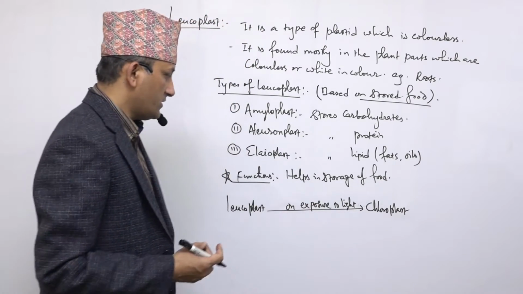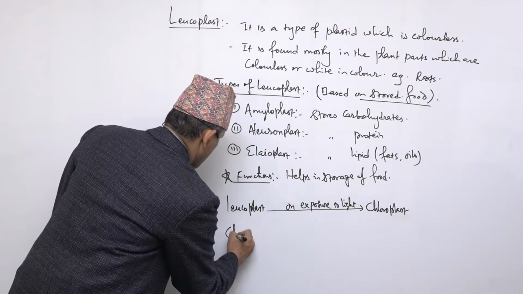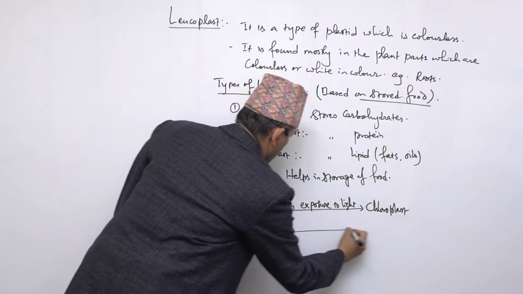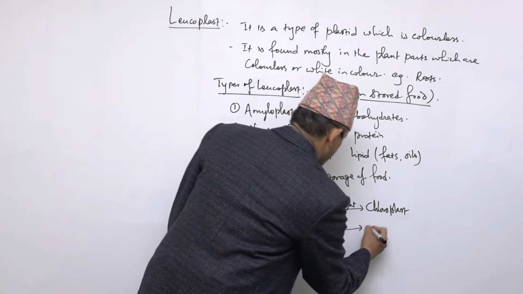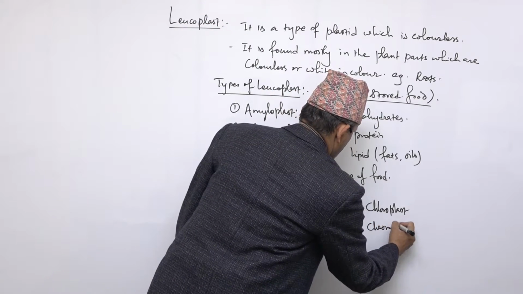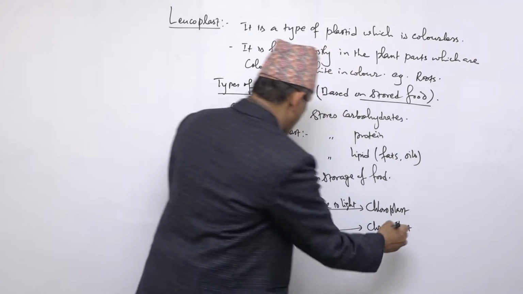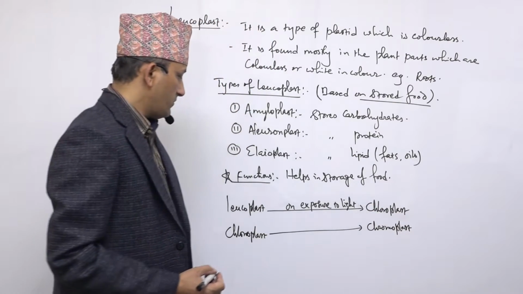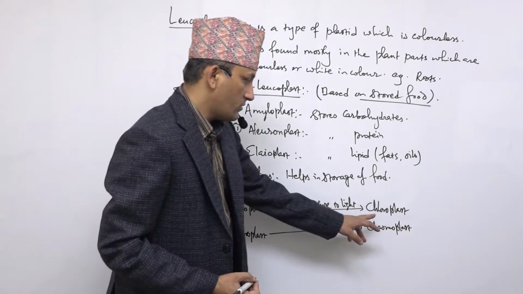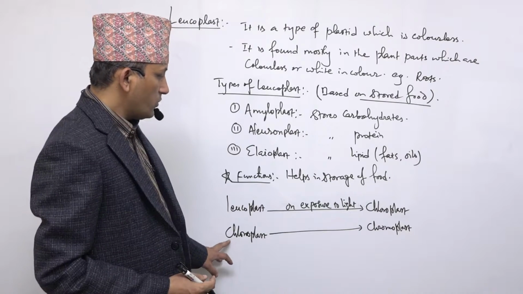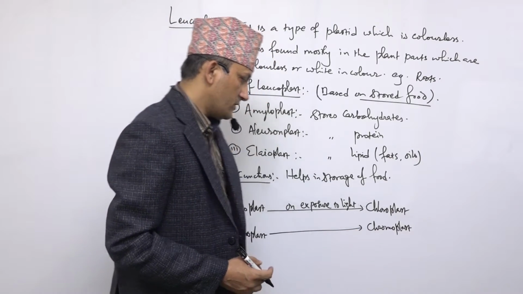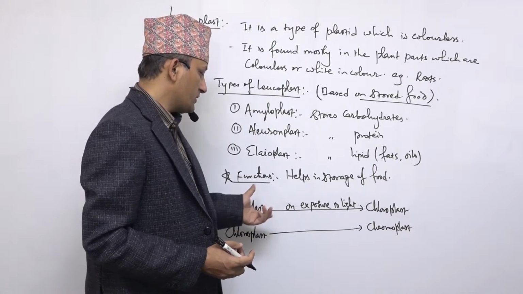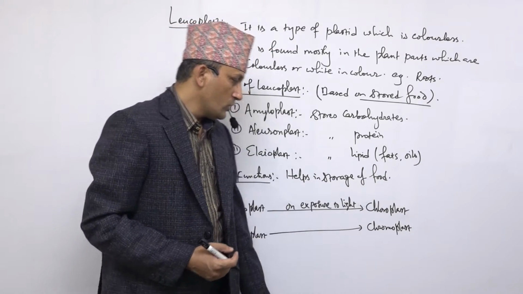Likewise, the chloroplast is also converted into chromoplast. So here I have shown how one type of plastid is converted into another type of plastid. Leucoplast is converted into chloroplast, and the chloroplast is converted into chromoplast. For example, let's see the example of how leucoplast is converted into chloroplast.